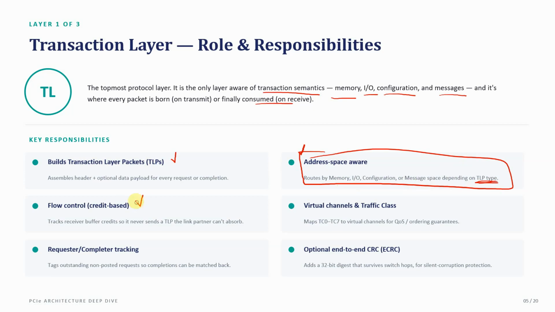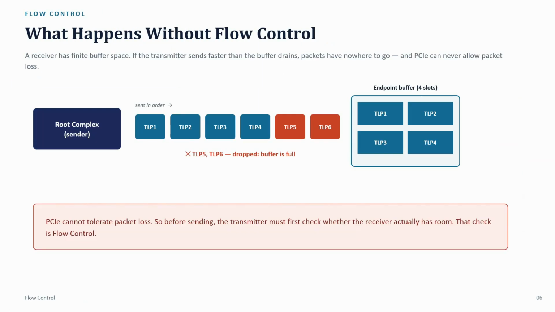Next is flow control, or credit based. Let's try to understand what I mean by flow control or credit based. Let's say I have a root complex or a sender and an endpoint, where this endpoint only has 4 slots to store packets. A receiver has a finite buffer space, and if the transmitter sends faster than the buffer drains, packets will obviously have nowhere to go. PCIe can never allow packet loss. In PCIe, it is not going to allow packet loss.